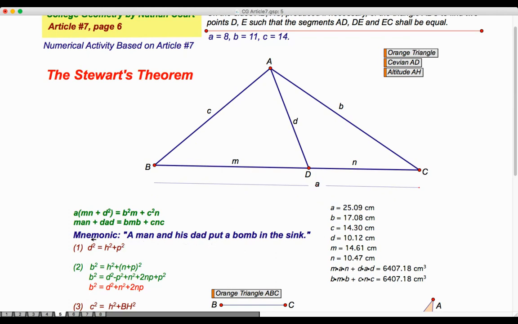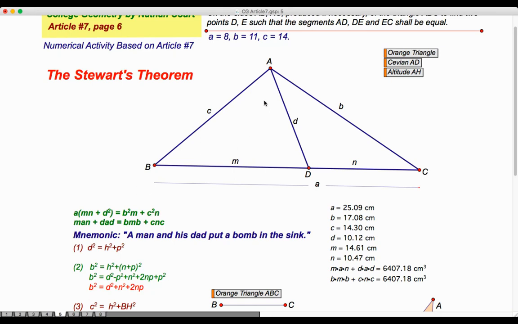This just helps us remember that man plus dad is equal to bmb plus cnc. Man plus dad equals bomb plus sink. Or we can algebraically simplify this by factoring a on the left-hand side: a times (mn plus d squared) is equal to b squared times m plus c squared times n.